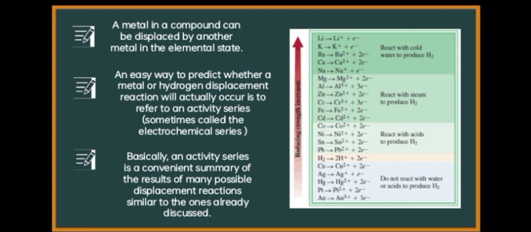As you can see in the figure shown here, from lithium to sodium, the metals react with cold water to produce hydrogen. Then the second group, from magnesium to cadmium, reacts with steam to produce hydrogen. And third, from cobalt to hydrogen, they react with acids to produce hydrogen. And the last group, from copper to gold, does not react with water or acids to produce hydrogen.